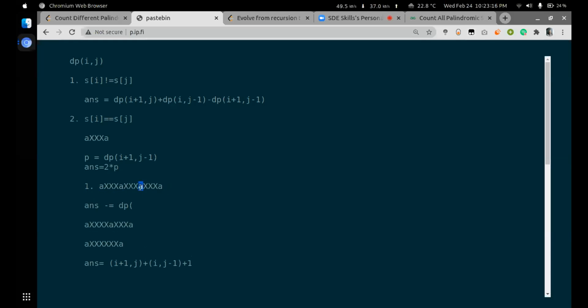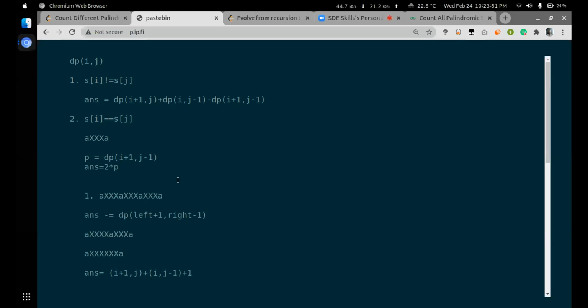and index of this point. So I need to subtract the distinct palindromic subsequence of this substring. To get this one, I will set a left pointer which will point to this character, and then a right pointer which will set to this character, and the value which I have to subtract will be left plus 1 and then right minus 1.